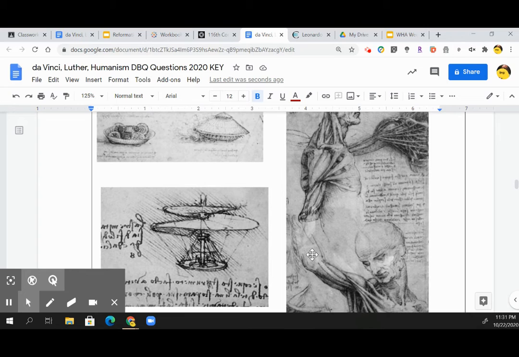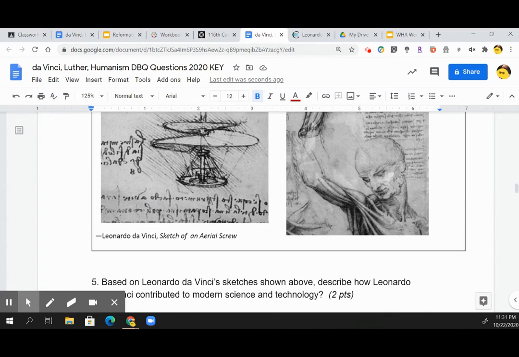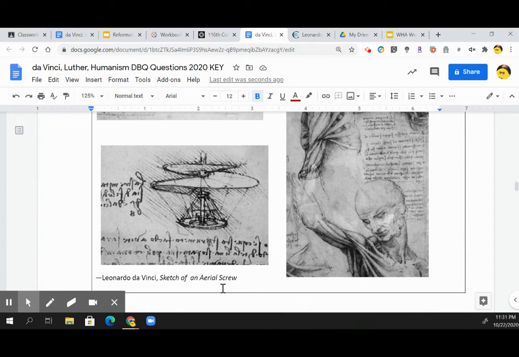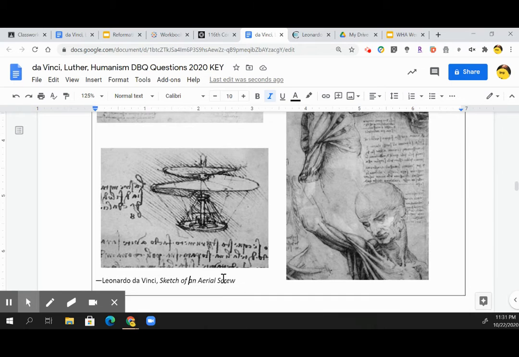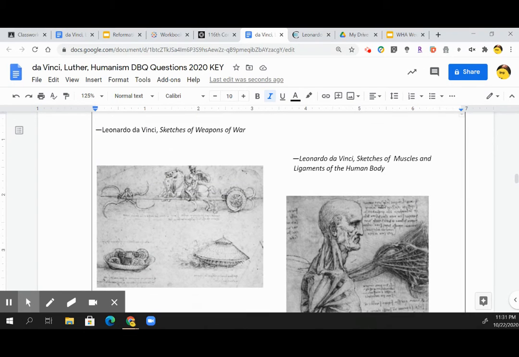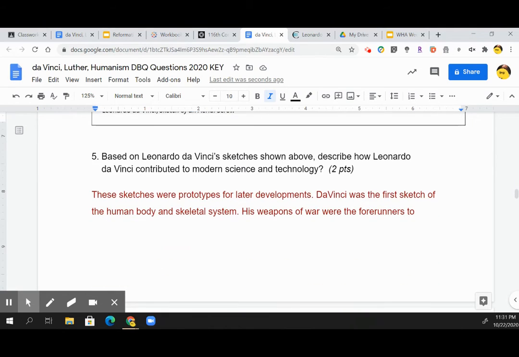So we already talked in class about the sketch of the human body. But look at the aerial screw. If you do a little research on the aerial screw, you'd find out in context that it ends up being a prototype for the modern helicopter. He was trying to get it off the ground, but could never. The weapons of war are actually prototypes for different weapons of war, like a catapult for launching cannon, and other items, and even the tank.